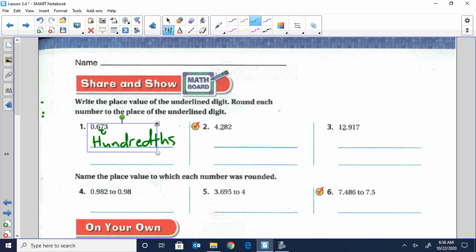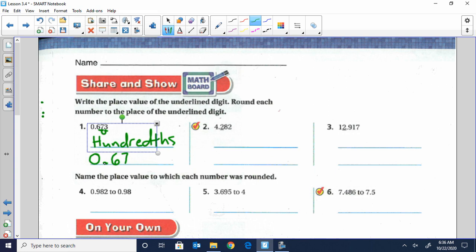So we're going to round the 7. The 7 looks to the 3. The 3 tells the 7 to stay the same, because it's less than a 5. So we're going to leave the 7 the same. The 6 stays, the decimal point and the 0. Everything behind that 7 would go away. So we would have an answer of 67 hundredths.